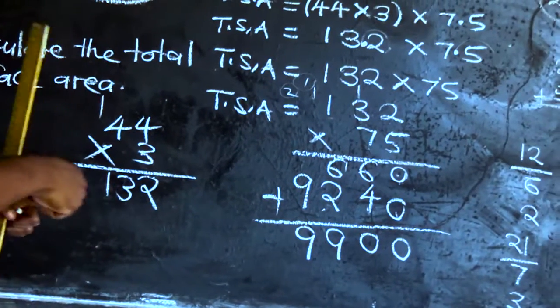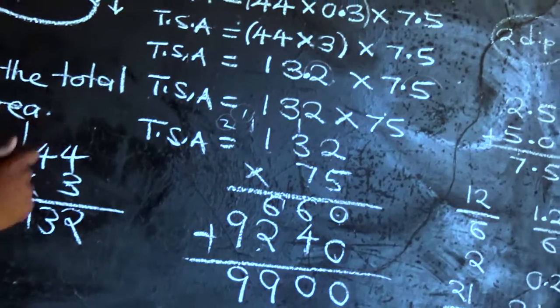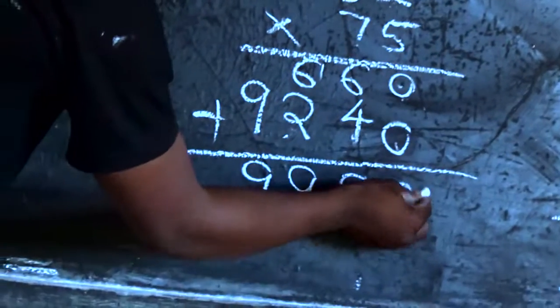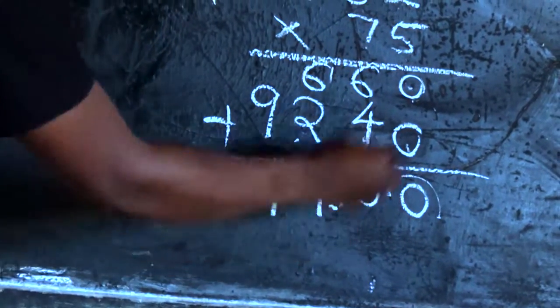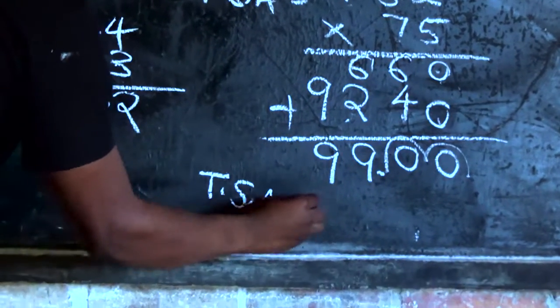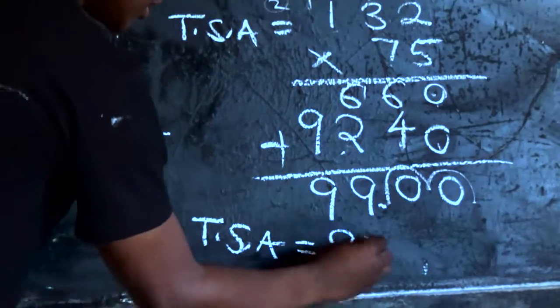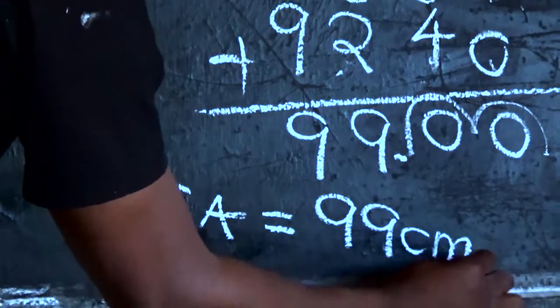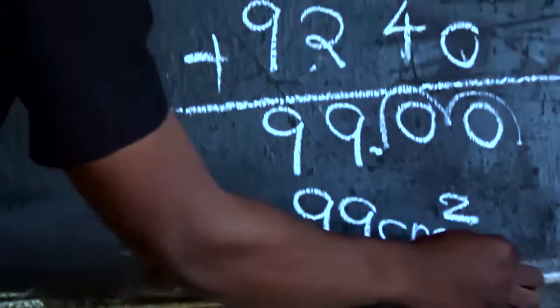Yes. Now, in this case, remember, we have to know how many decimal places? 2. So taking them back, you're going to have what? Are we together? Yes. So we're going to say total surface area is equal to what? 99. 99 what? Centimeter squared. Are we together? Yes.